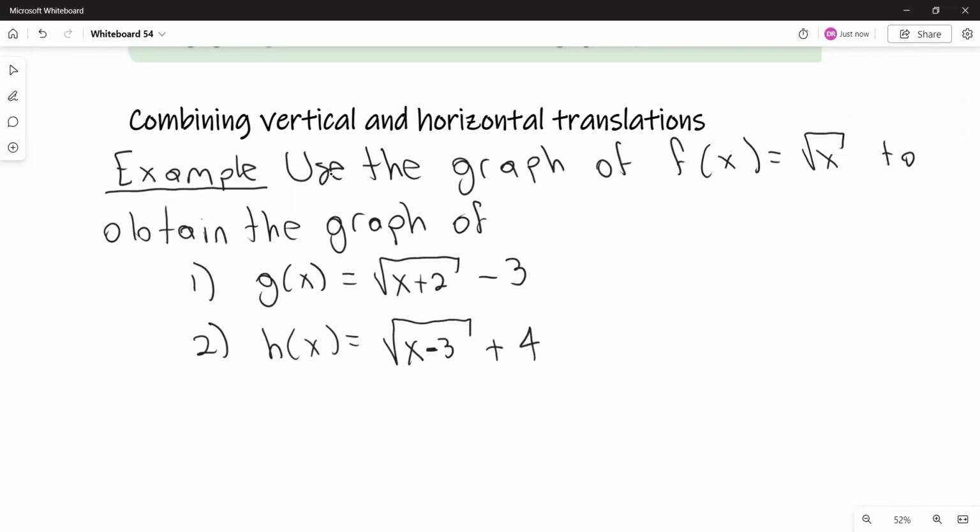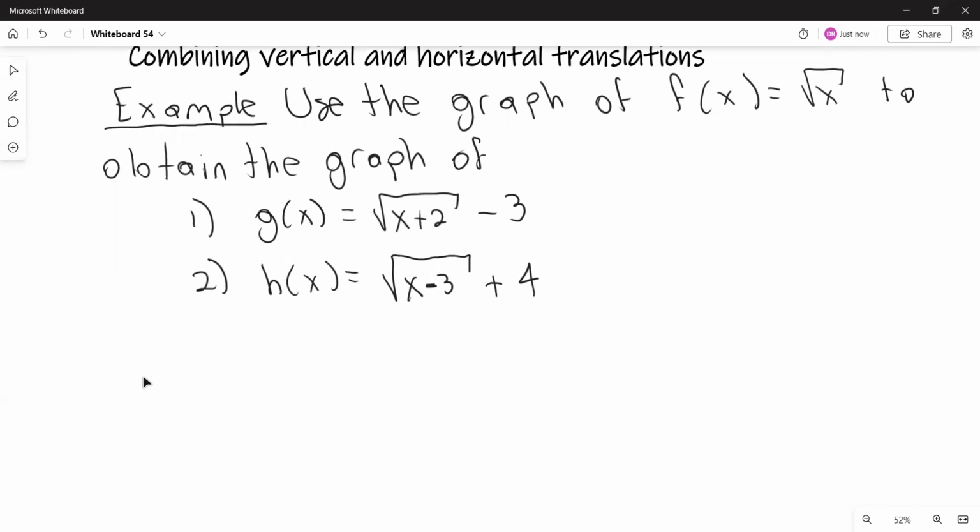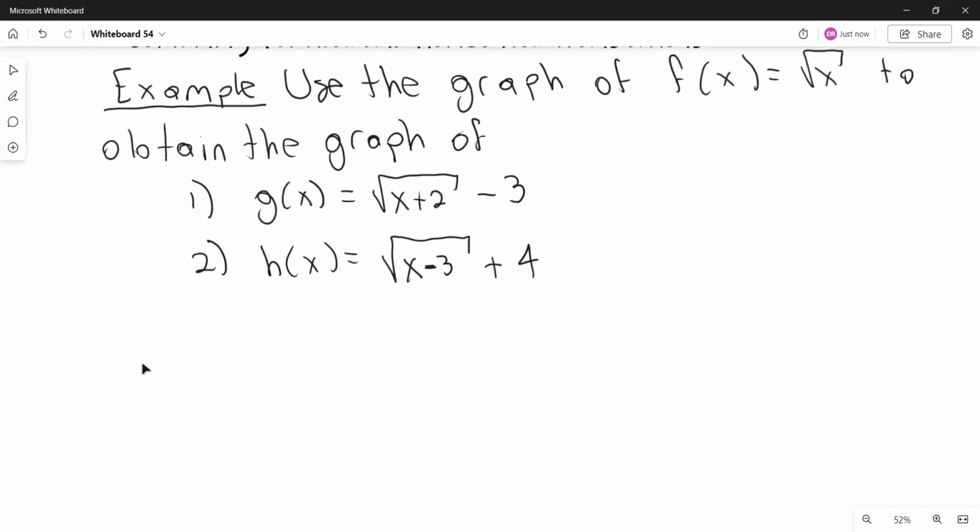So again, be careful, because in horizontal translation, adding is a translation to the left, and subtracting involves a translation to the right. And with vertical translations, adding involves a translation up, and subtracting involves a translation downward.